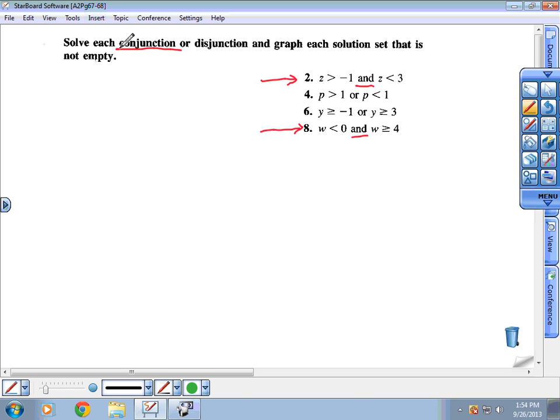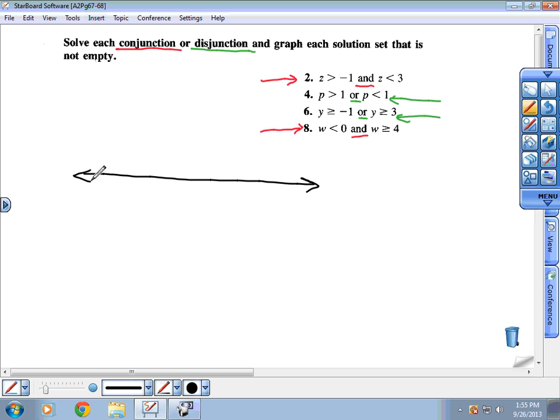The or statements, the ones that have or in here, mean either one or the other can be true, and those are disjunctions. So now we're going to graph the solution set of each. To graph them, you graph the line, and all you need to do is put the endpoints on the line.